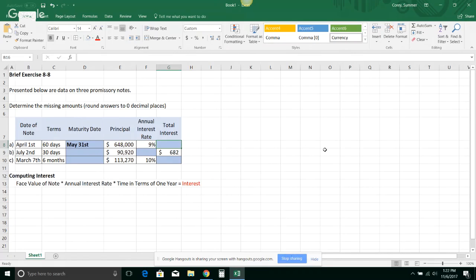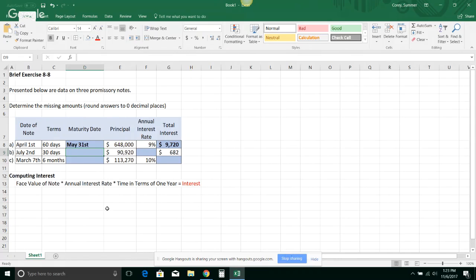So in our total interest, we're going to make this equal to our total face value, which is our principal. So we have 648,000, and then we're going to times that times the annual interest rate, which is 0.09. And then for the terms, we want to remember that's for 1 year. And when we have days, we want to make sure that we have parentheses around them. So it's going to be 60 days divided by 360, and then I'm going to close that. And our total interest is going to be $9,720.